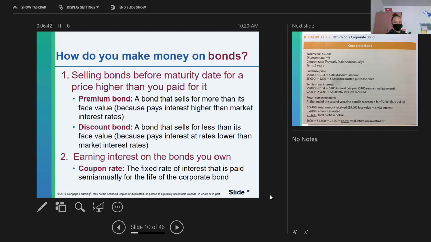You can also earn interest on the bonds you own. So the coupon rate is a fixed rate of interest that is paid semi-annually for the life of the corporate bond. Corporations, or companies, will issue bonds to raise money. Basically, that company is borrowing money from you. Here's going to be an example on the next slide.